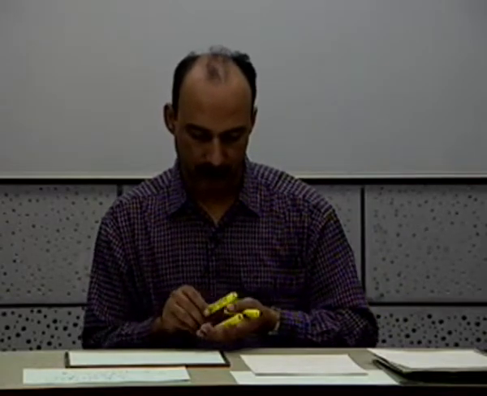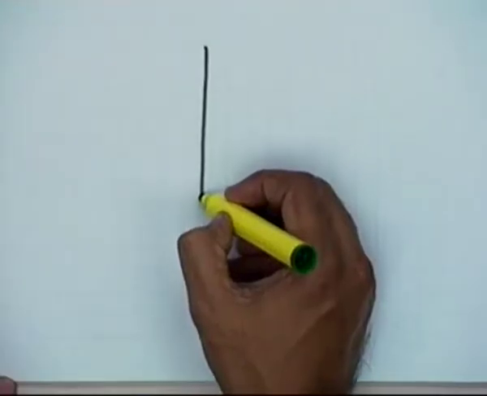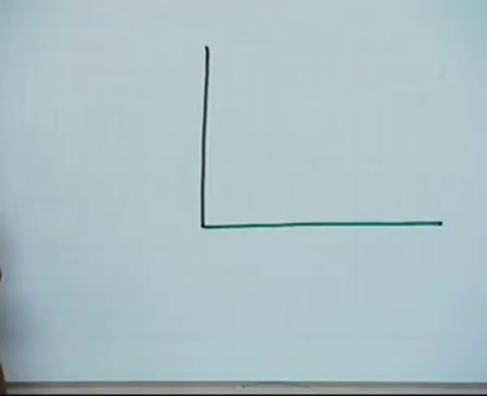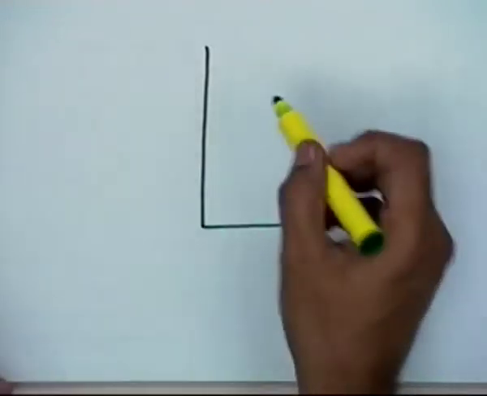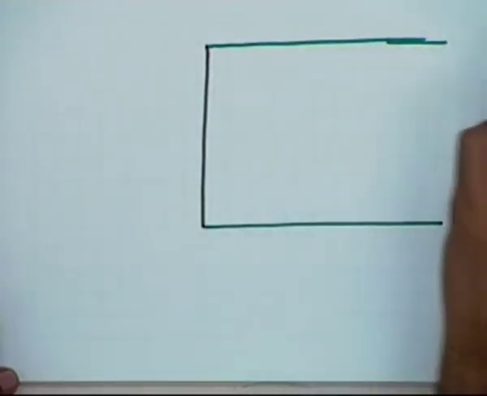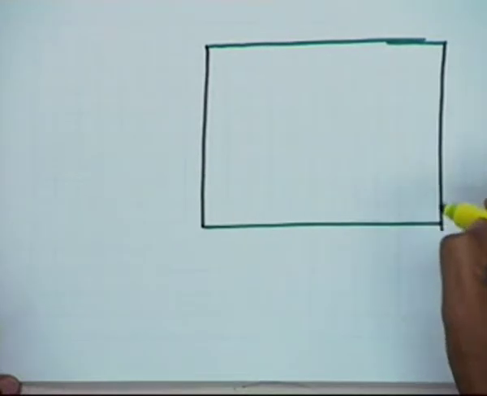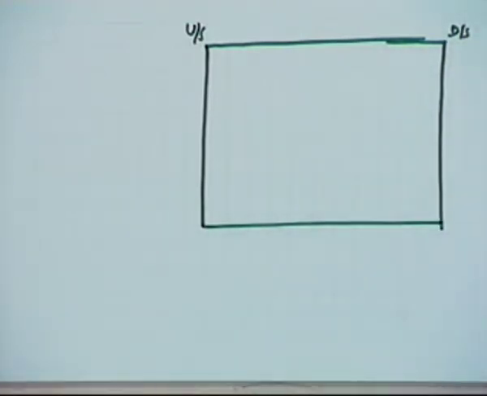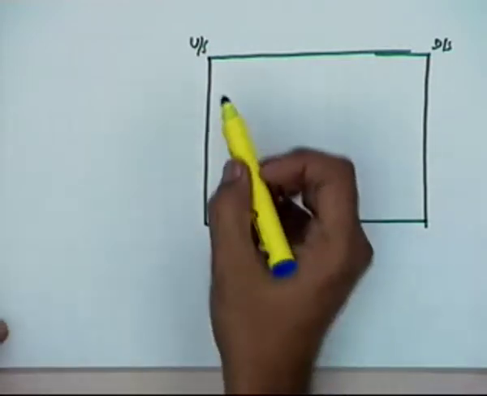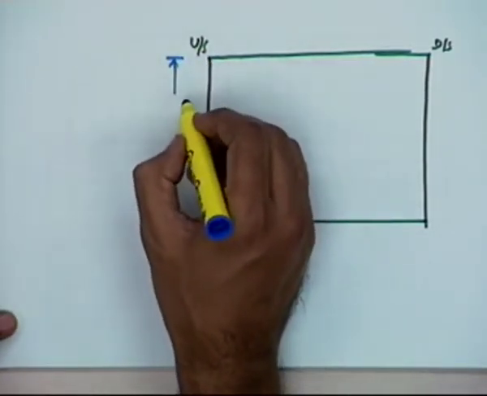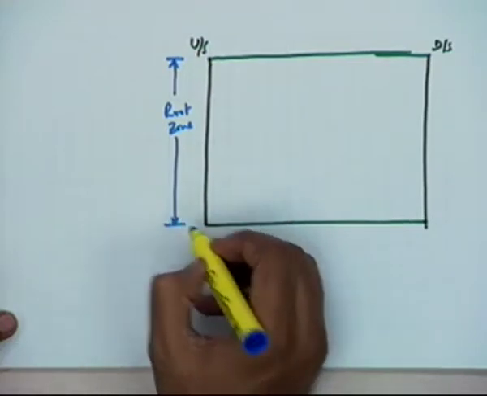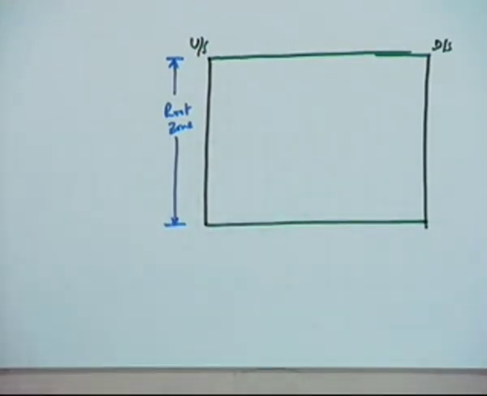Let's have a look at what we have done so far. I'll try to sketch this. This is your total field. This is the upstream end, and the downstream end. I say that this is the root zone depth, which you are interested in irrigating.